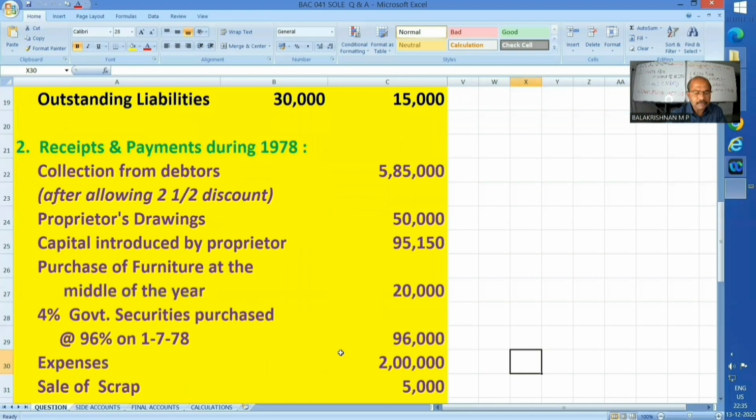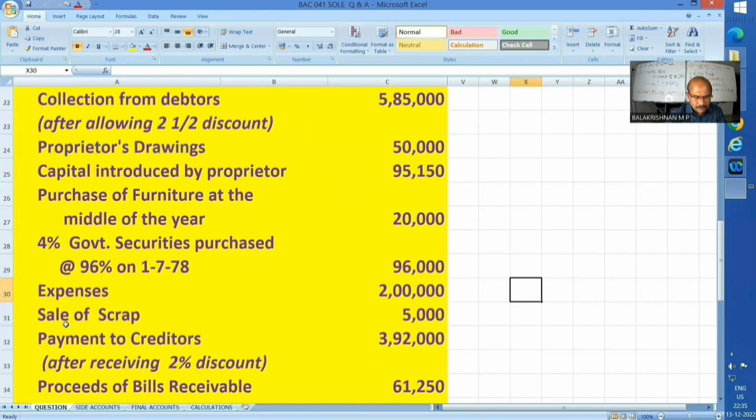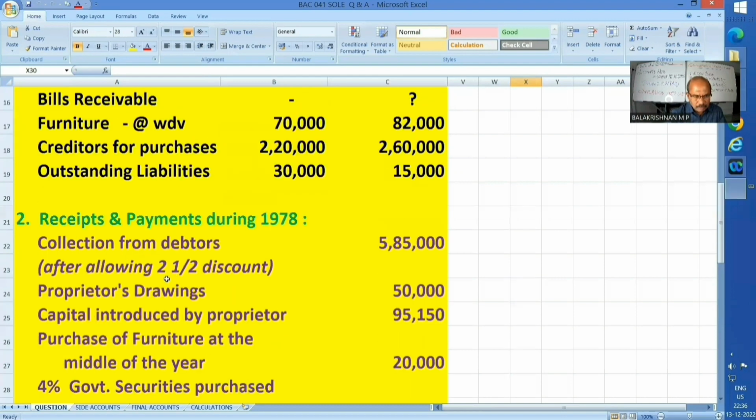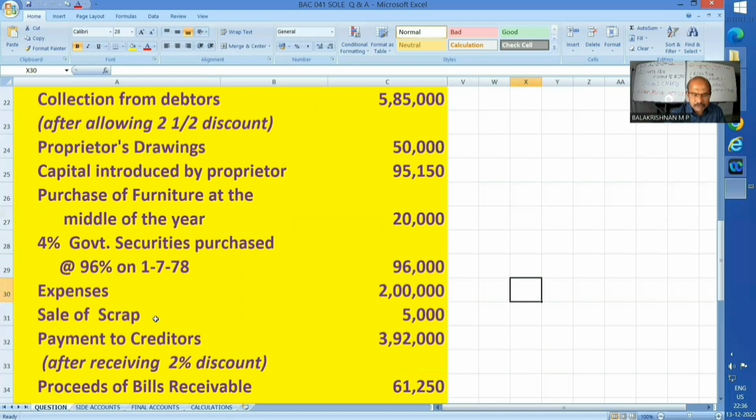Next segment. Receipts and payments during 1978. Collection from debtors after allowing 2.5% discount. Proprietor's drawings, capital introduced by the proprietor. Purchase of furniture at the middle of the year. 4% government securities purchased at 96% on 1/7/78. Expenses. Sale of scrap, payment to creditors, of course, after receiving 2% discount, proceeds of bill receivable discounted at 2%. Many of these necessitate incidental calculations. We'll do it. Okay.